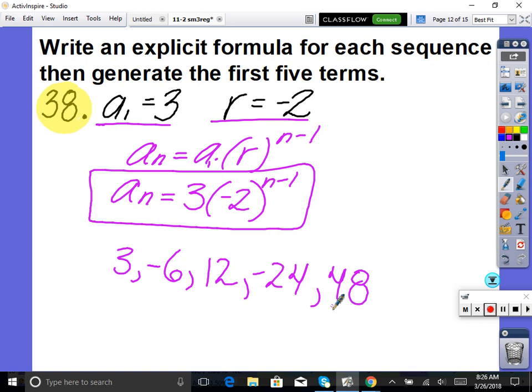Yeah, I didn't want to have to plug it in because they're the first 5 terms, so I'm just going to multiply straight through. So we're just multiplying by negative 2 each term. Or you could go through the long process of plugging in a 1, 2, 3, 4, 5. And yeah, that would work too.